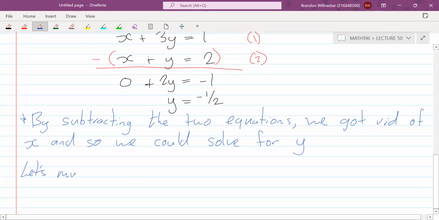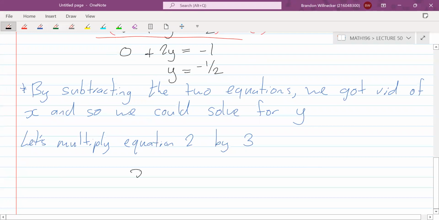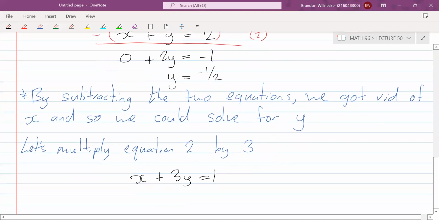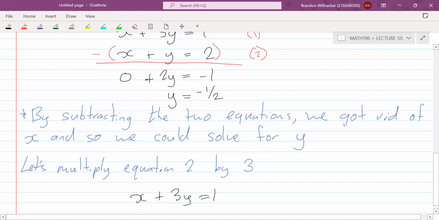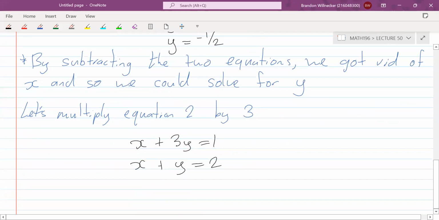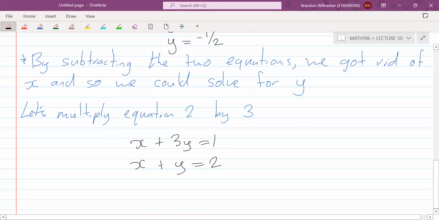So let's multiply equation 2 by 3. What do we get in that case? We have x plus 3y is equal to 1. And for the other equation, we had x plus y equals 2. But now we're going to multiply the second equation by 3.